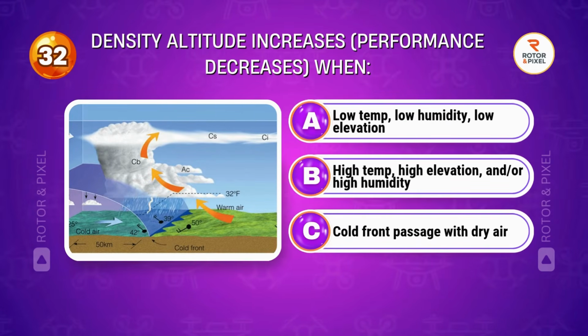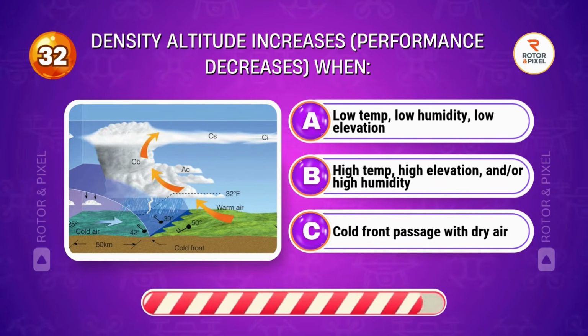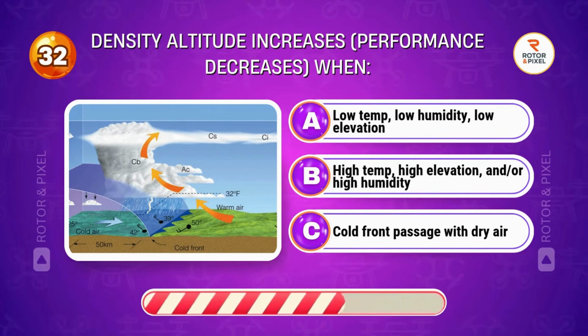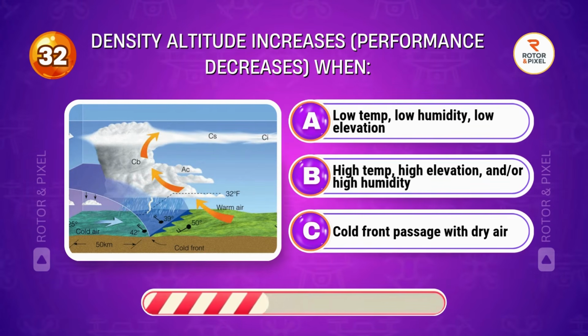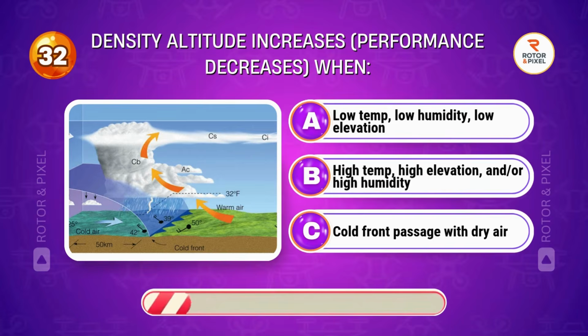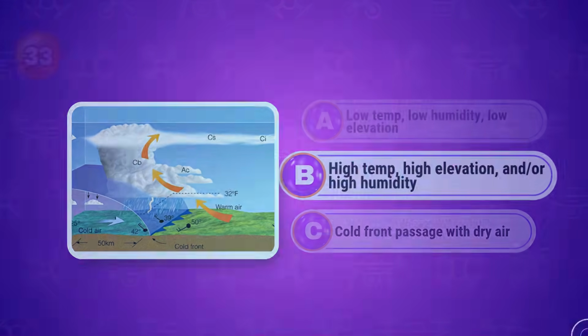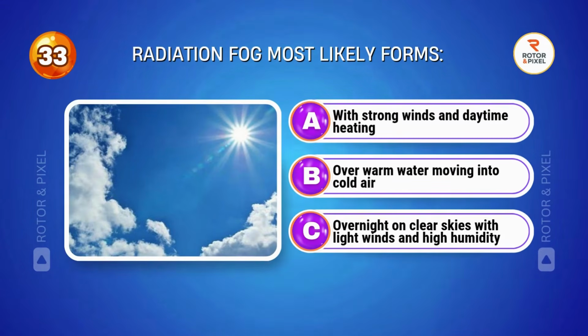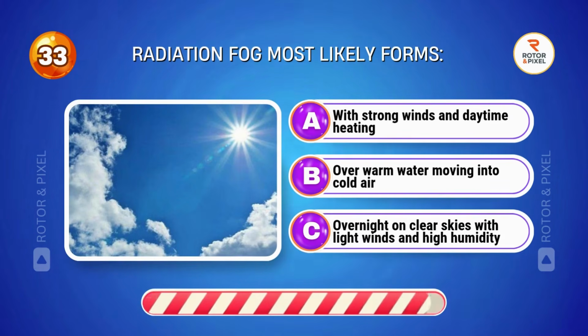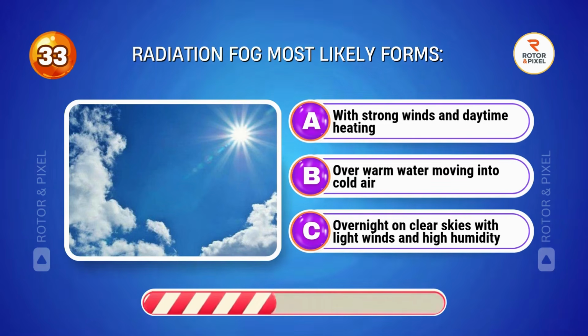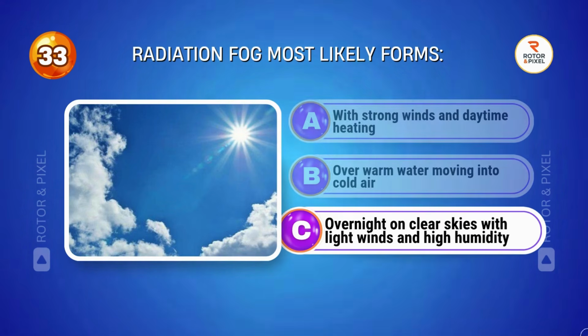Density altitude increases and performance decreases when? Answer B, high temperature, high elevation, and/or high humidity. Radiation fog most likely forms? Answer C, overnight on clear skies with light winds and high humidity.